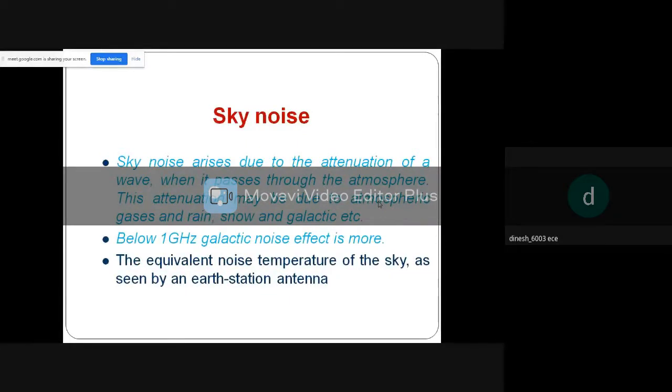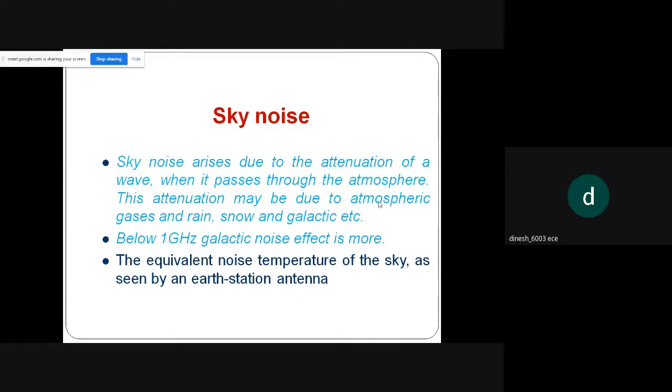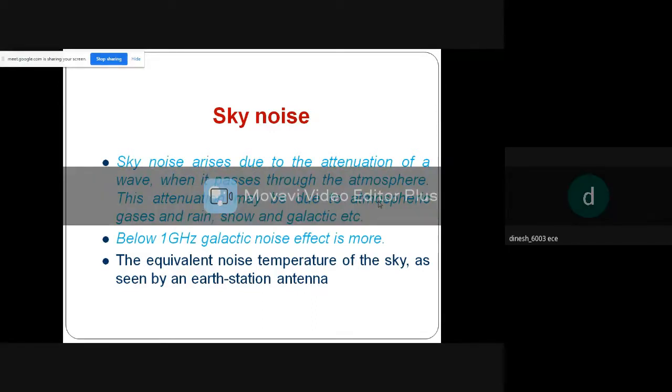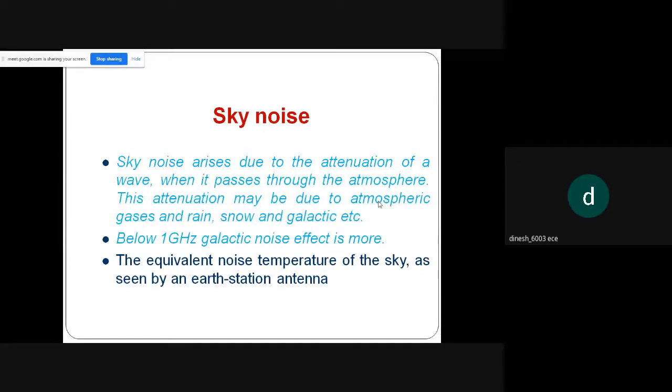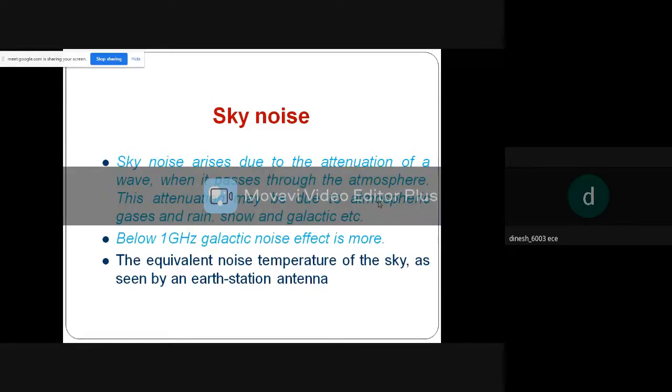Sky noise arises due to the attenuation of a wave. Since it is dealing with space, it is an electromagnetic wave. So sky noise appears due to the attenuation of a wave when it passes through the atmosphere. This attenuation may be due to atmospheric gas, rain, snow, galactic, etc.